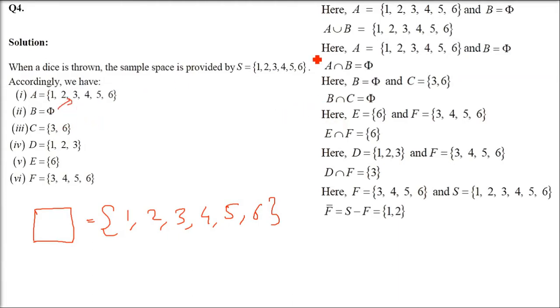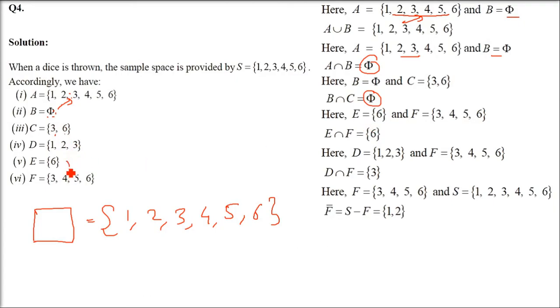One more thing here: A union B. Just combine the values. Whenever you combine with the null set, the actual set will come. Then A intersection B, what is common? Nothing is common, so phi will come. Whenever intersection with phi is taken, null will come. Always null will come. Union with phi is the actual set. Now B intersection C. Again, intersection with phi is phi only.